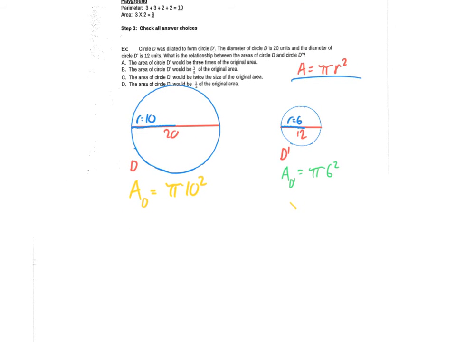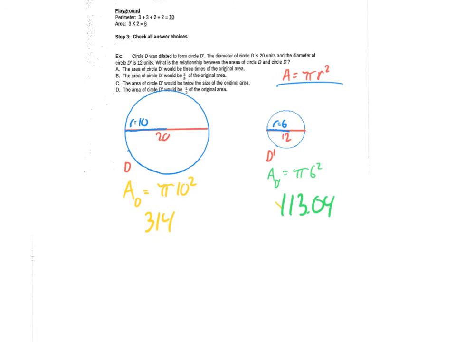Whenever we plug those into the calculator, for D prime we get 113.04, and for D we got 314.